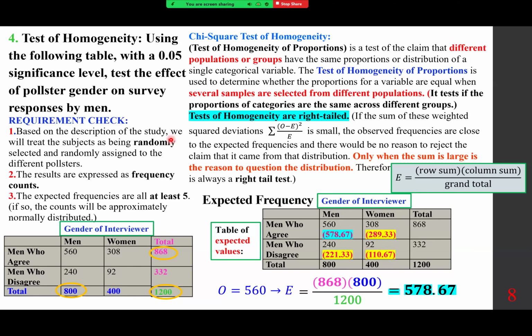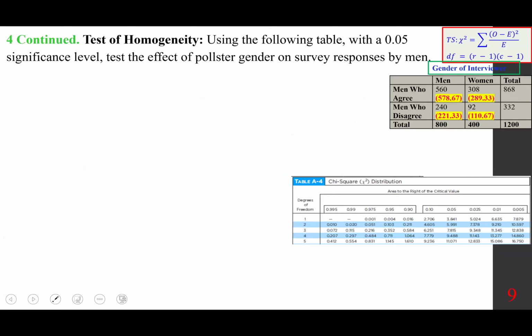And so the requirement checks. Based on the distribution of the study, we will treat the subjects as being randomly selected and randomly assigned to the different posters. Their results are expressed as frequency counts. They are numbers. The expected frequencies are all at least 5. If so, the count will be approximately normally distributed. And obviously, they are way larger than 5. They become approximately normally distributed, and the chi-square test works. So let's continue with that thought.